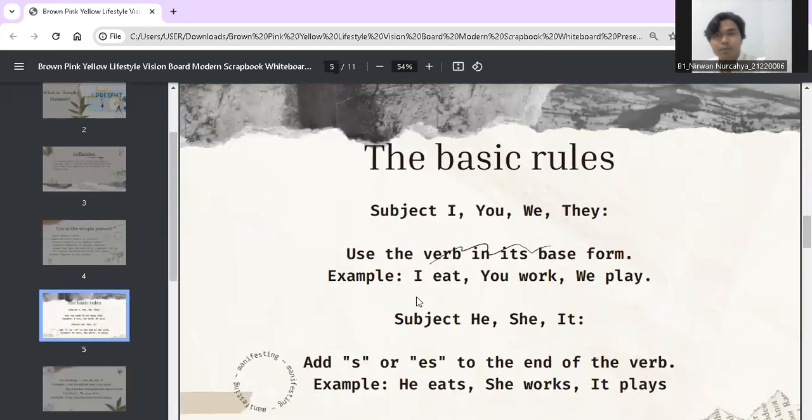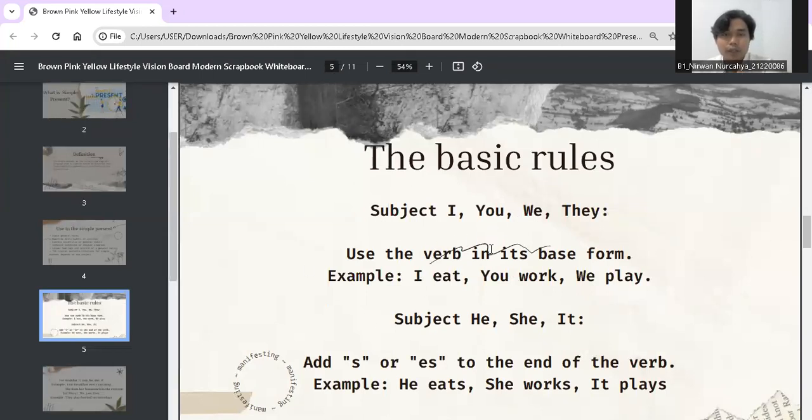And next, the basic rules for the simple present. The basic rule in the simple present involves using the verb in its base form for the subjects I, you, they, and adding s or es to the end of the verb for the subjects he, she, it. Here are the basic rules for the simple present.